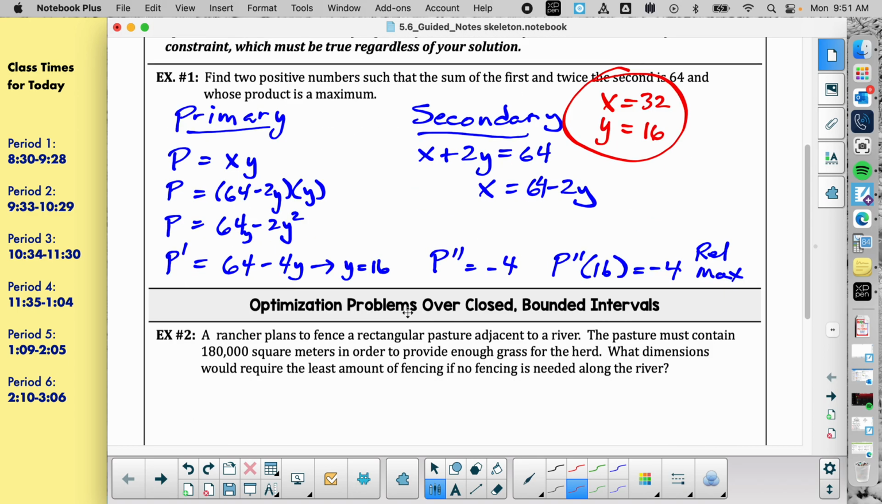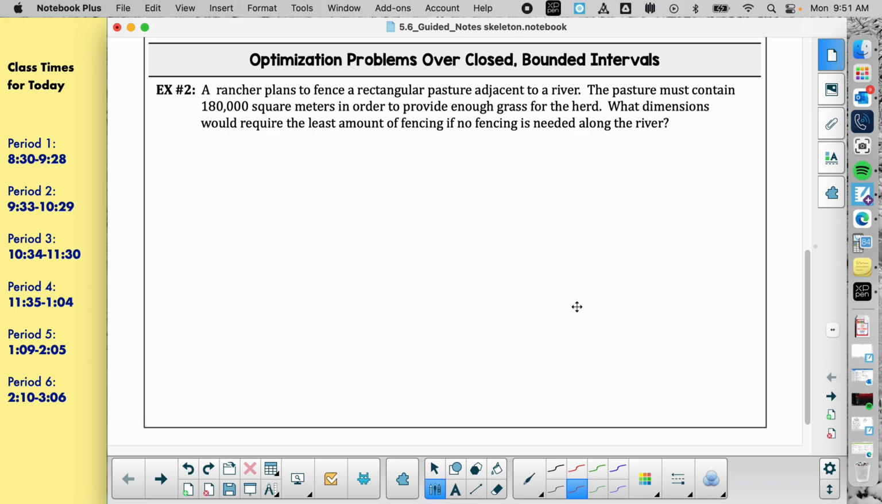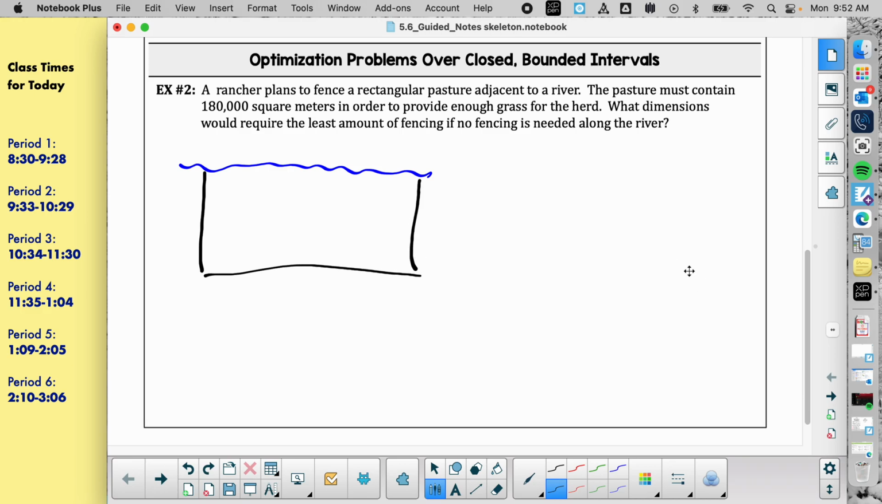Okay, let's move it up a step. A rancher. Well, we're moving on to Yellowstone here. A rancher plans to fence a rectangular pasture adjacent to a river. Well, this definitely sounds like something I should draw because I'm an excellent artist. River. A rectangular pasture. Oh, wait, I gotta draw green. That looks like a rectangular pasture. Just a single rectangle? Yes.